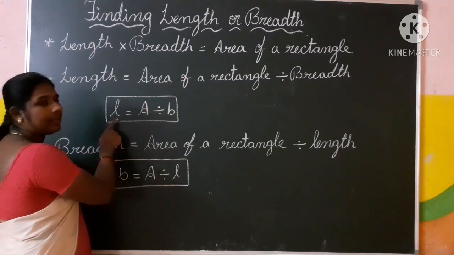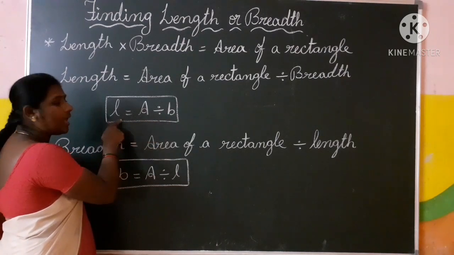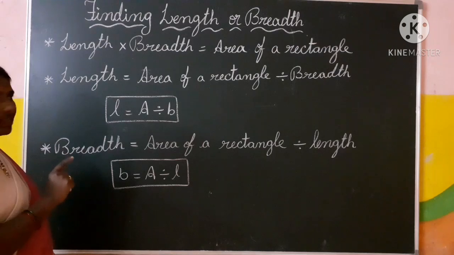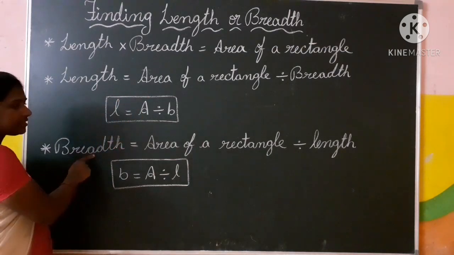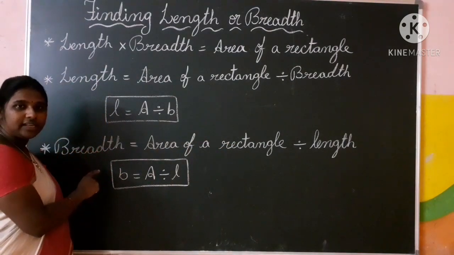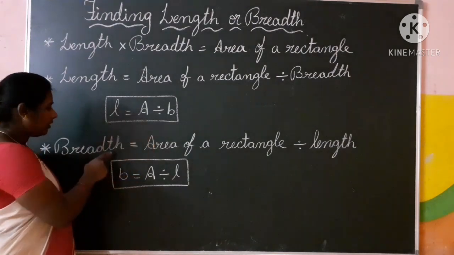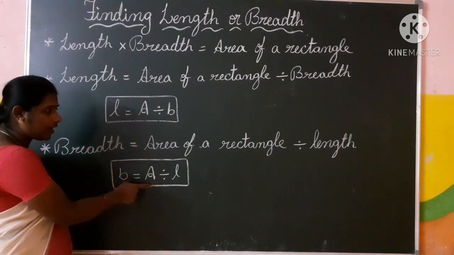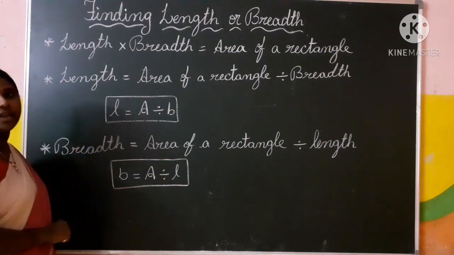So length L is equal to area A divided by breadth B. L is equal to A divided by B. Breadth is equal to the area of a rectangle divided by length. So breadth B is equal to area A divided by length L. B is equal to A divided by L.